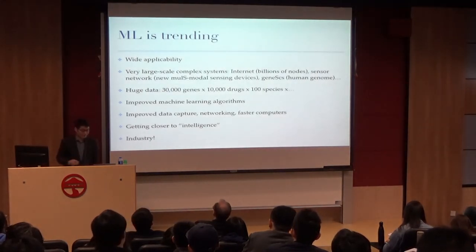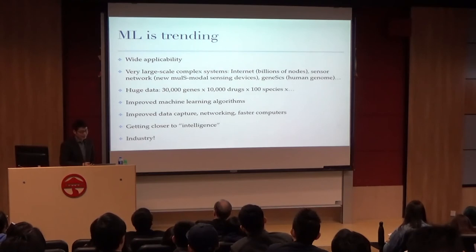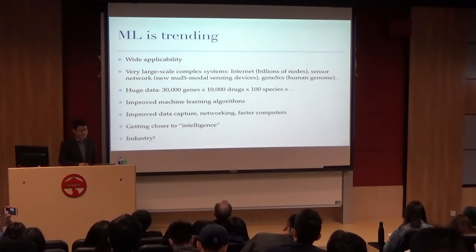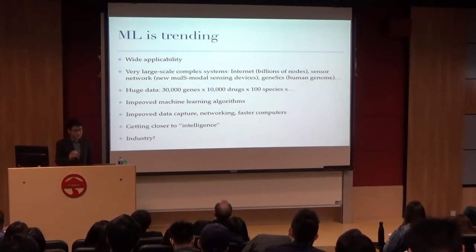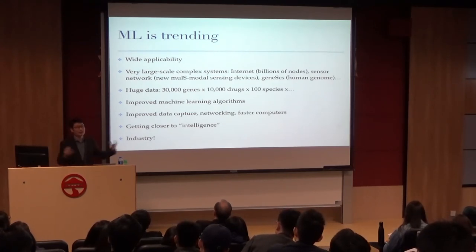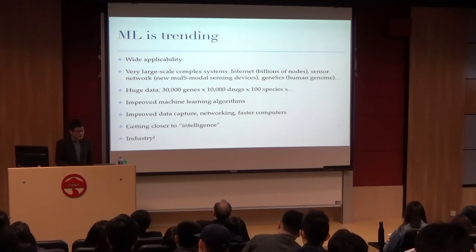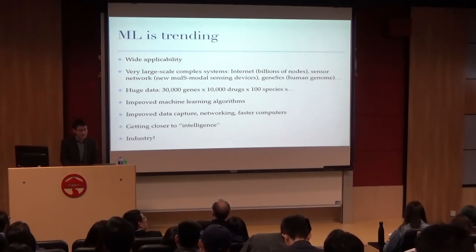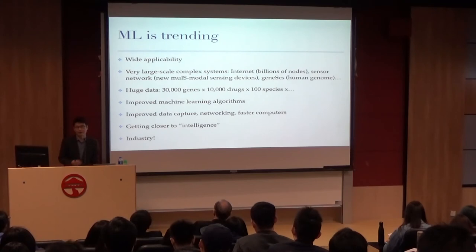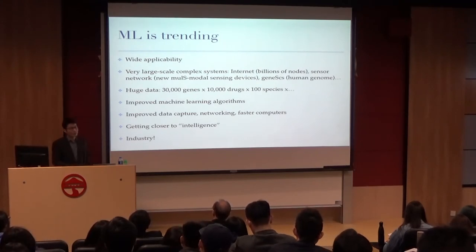So machine learning is training. Machine learning has received a lot of applications in different fields, especially in very complex environments. And now that we have huge data, we have so many genes, so many drugs, so many species, and we want to make prediction. We want to analyze the relationship between different things. And in the last 20 years, we had improved the machine learning algorithms and also ways to improve data capture, networking, and we have faster computers. We have better resources. And now you can see we have a better understanding of machine learning.